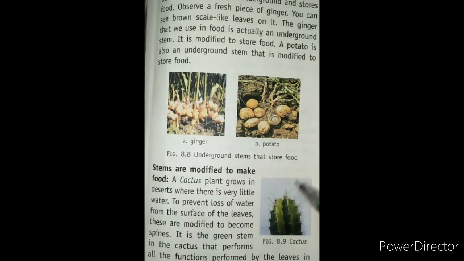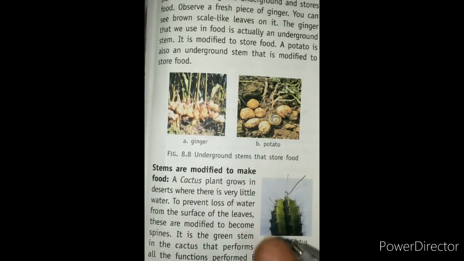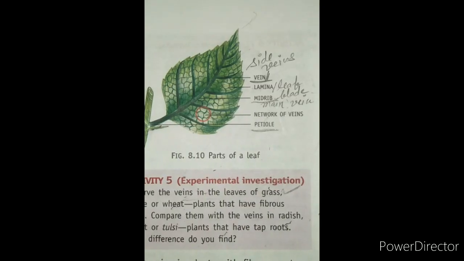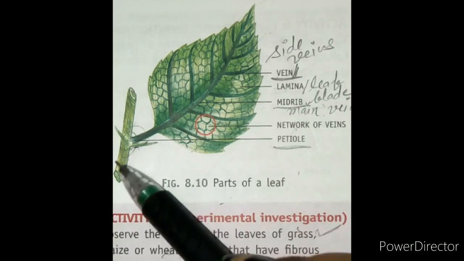Like a cactus, it doesn't have leaves, so nobody is there to make food for it, so its stems perform that function. Next we have the leaf. So check out the parts of the leaf. This one is the petiole, right?